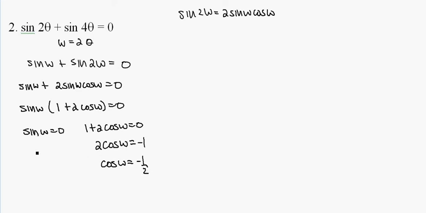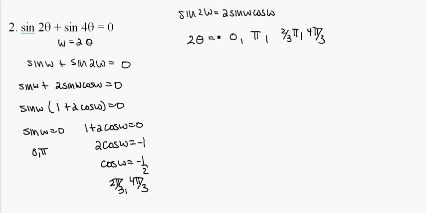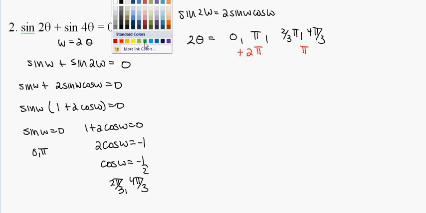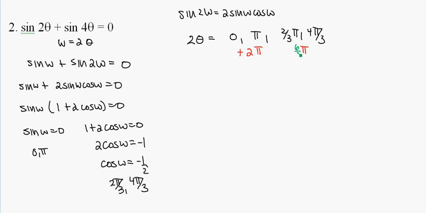So sine equals 0 at 0 and pi, and cosine equals -1/2 at pi thirds, but it's going to be in the negative quadrants, which is 2 pi thirds and 4 pi thirds. So right now we have 2 theta, or w, is equal to 0, pi, 2 pi thirds, and 4 pi thirds. Since we have 2 theta, we therefore want to add 2 pi to these angles. I'm going to add 2 pi here. I'm also going to add 2 pi here, but I'm going to write it in terms of thirds. So therefore that would be 6 thirds, which is the same thing as 2 pi.